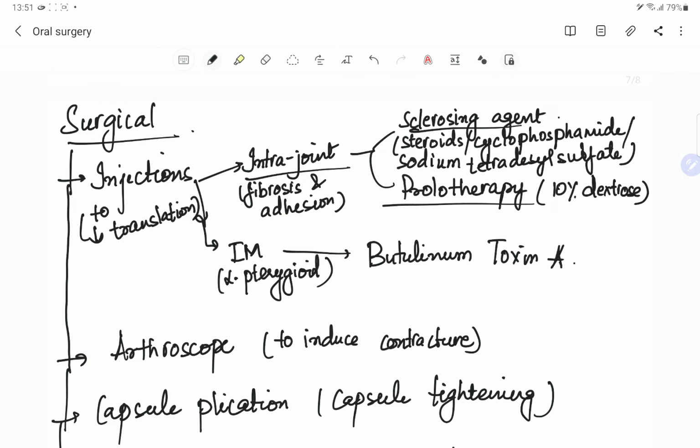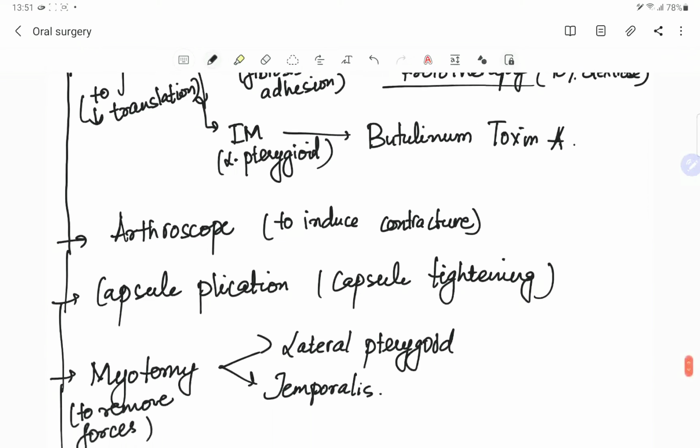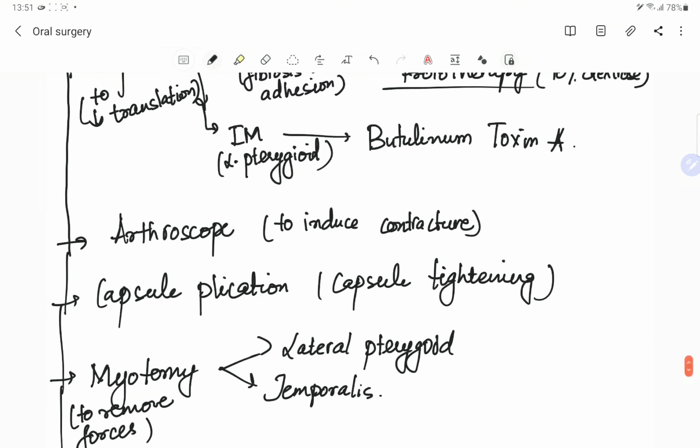acetylcholine. We can also induce contracture with the laser with the help of arthroscopy, and also we can cut the muscles. So we can reduce the forces of the muscle which is involved in the opening, which is the lateral pterygoid. So we can do the myotomy of the lateral pterygoid muscle or the temporalis muscle. Also we can remove some of the capsule and tighten the capsule, suture the rest of the capsule to tighten it. So that is a capsule plication, the capsular tightening surgery.